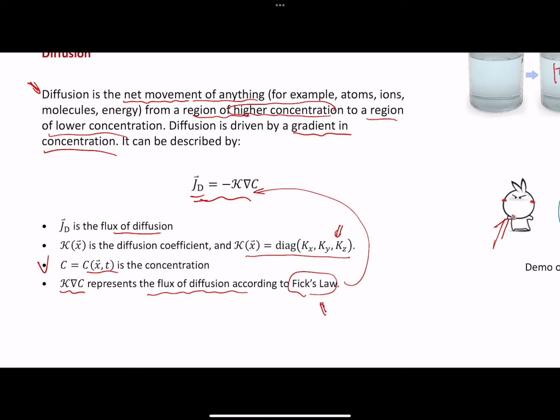Anyway, Fick's law refers to this. It means that the particles will diffuse from higher concentration to lower concentration automatically. And with this equation, it shows that diffusion is three-dimensional. It will just diffuse in any direction.